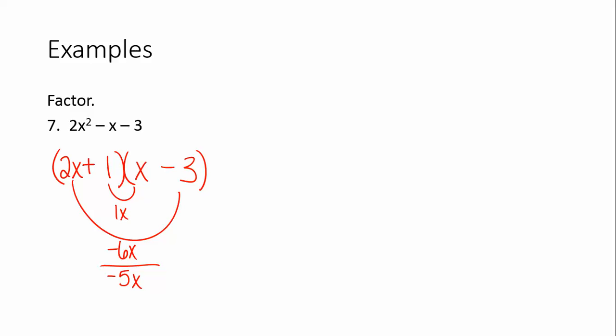But I need a negative 1. So I'm going to switch the 1 and the 3 places. That gives me 3x and a negative 2x for a positive 1x, but I need a negative 1x, so remember, then all you have to do is change your signs. So 2x minus 3 times x plus 1 is your factored answer.